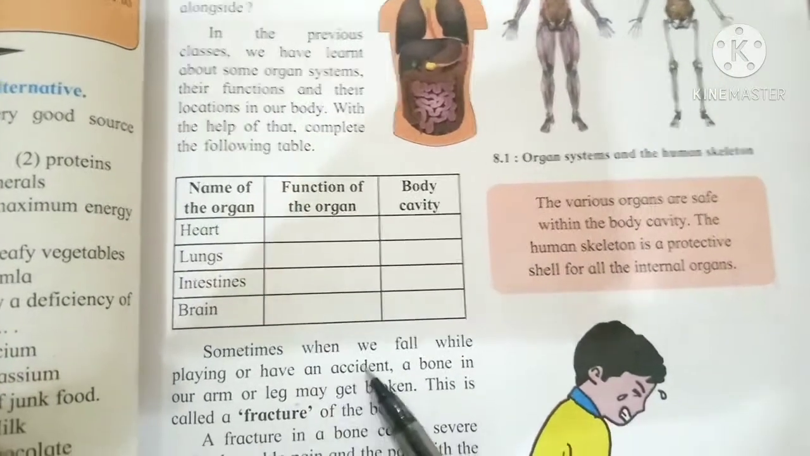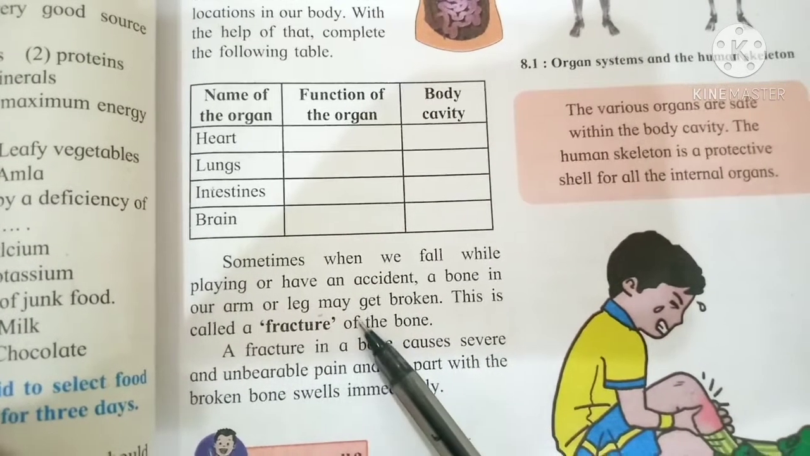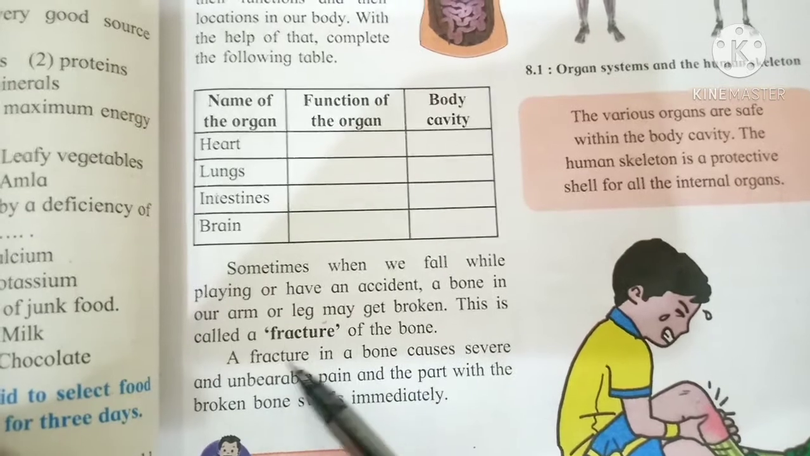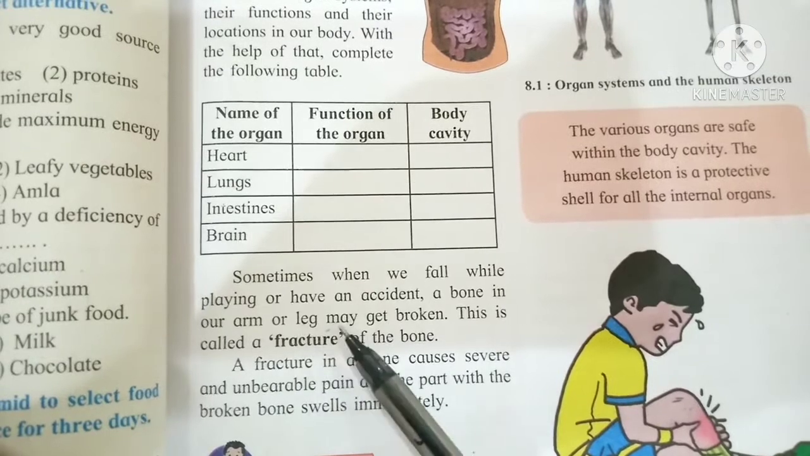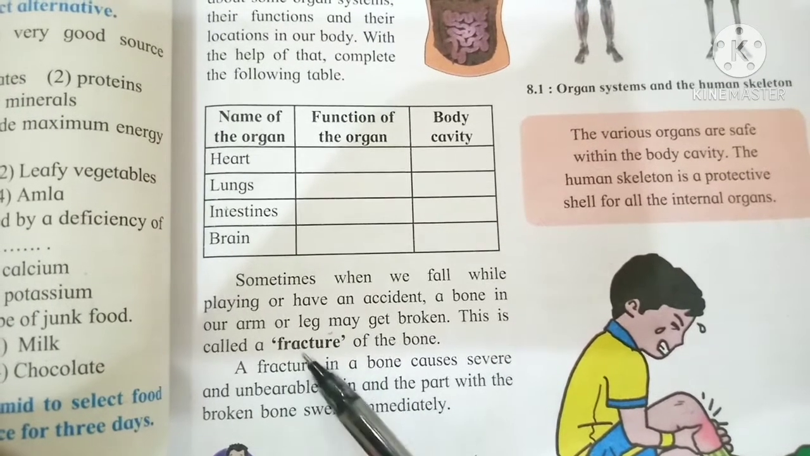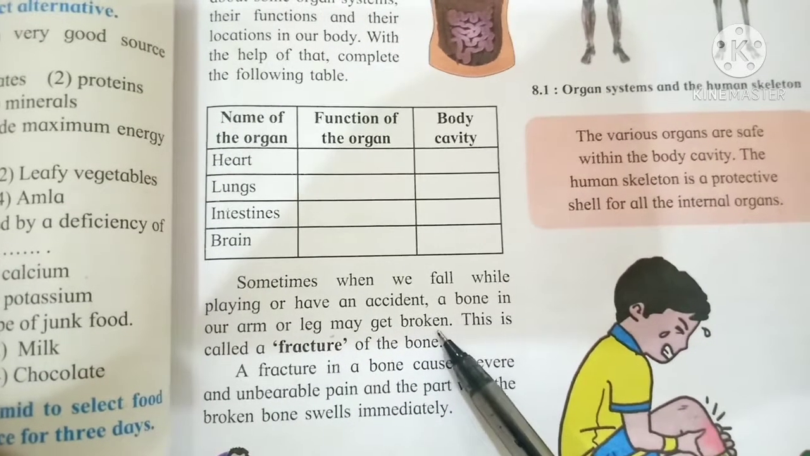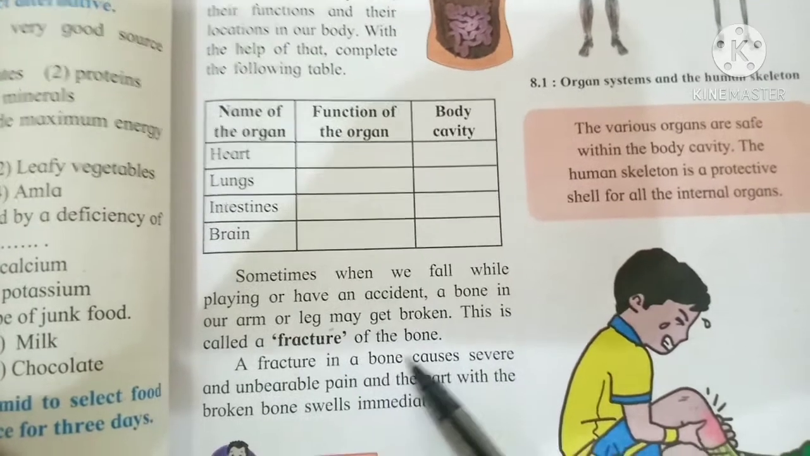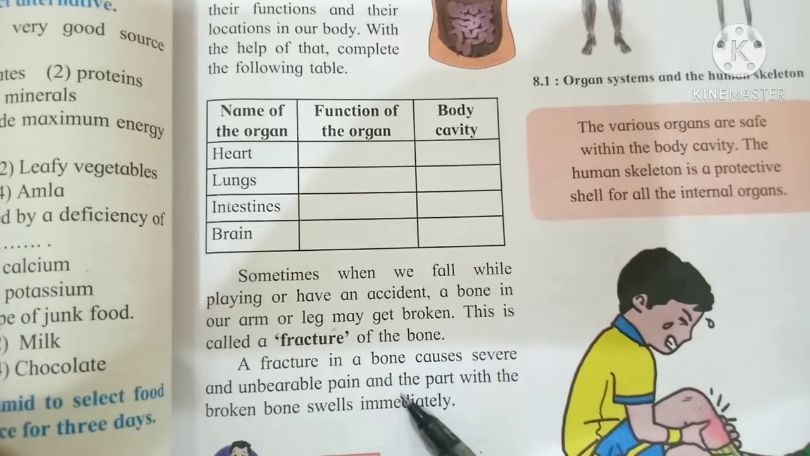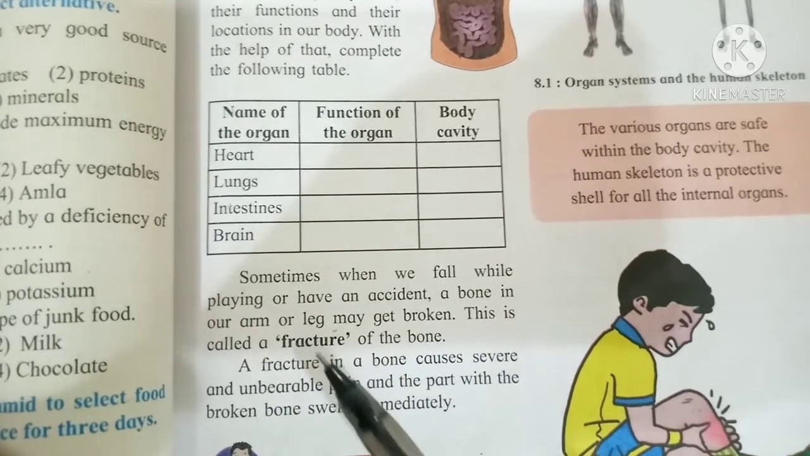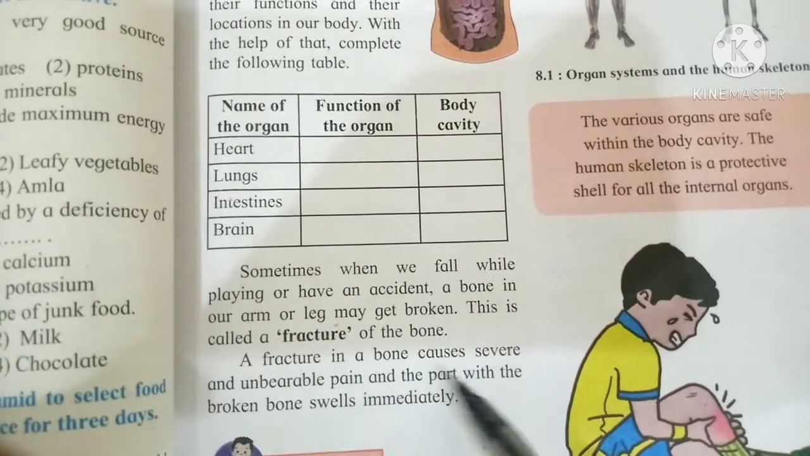Sometimes when we fall while playing or have an accident, a bone in our arm or leg may get broken. This is called a fracture of the bone. Fracture of the bone means that while you are playing, your arm or leg bones get broken, and this is called a fracture. At this time, most of the time there are unbearable pains, and the part with the broken bone swells immediately.